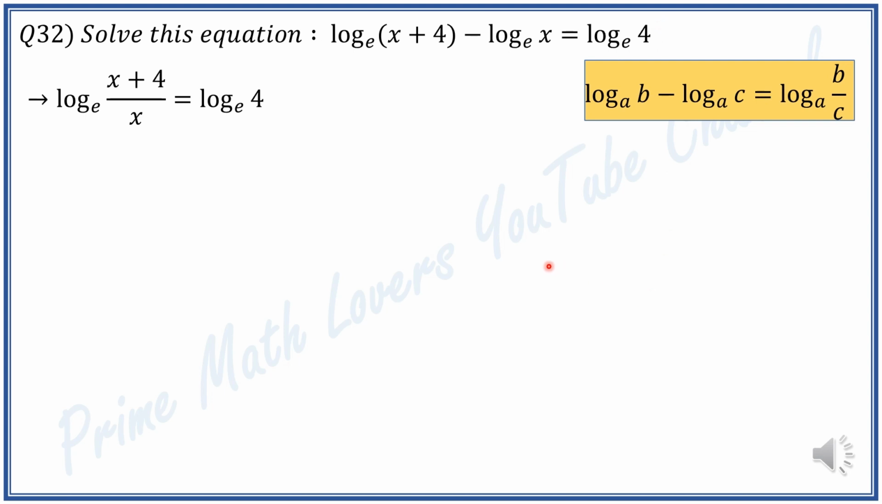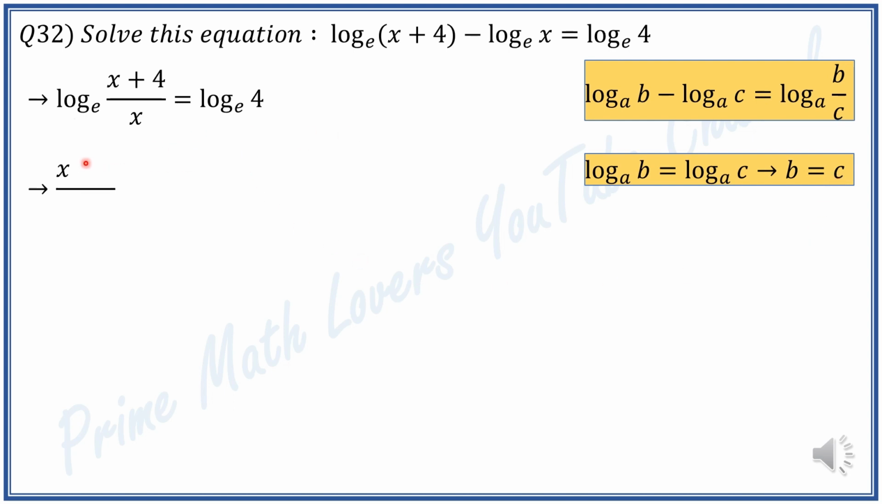There is another rule that states that if logarithm base a of b is equal to logarithm base a of c, this means b is equal to c. So we can conclude in our equation x plus 4 divided by x is equal to 4, because both sides are the same base, and we need to solve this equation now. And for that, we multiply both sides by x, and we get x plus 4 is equal to 4x.